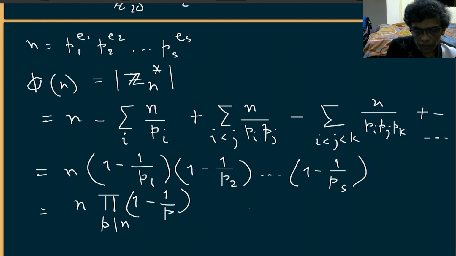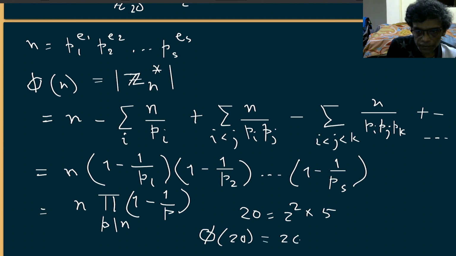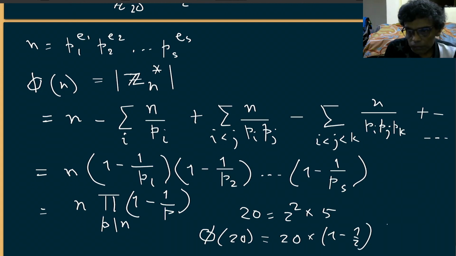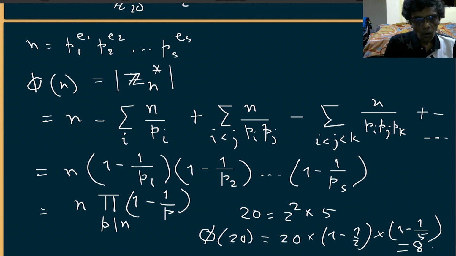So let us look at our example, 20. 20 is 2 square times 5. So phi of 20 is 20 times 1 minus 1 over 2 times 1 minus 1 over 5. So this is half. 10 times 4 by 5 is 8, as it should be. Good.